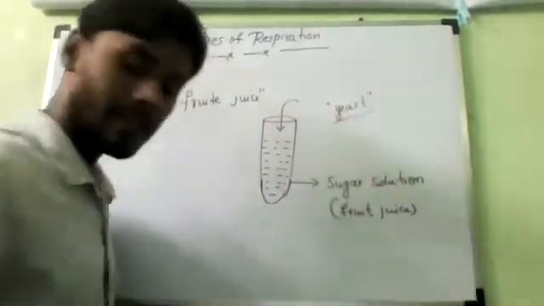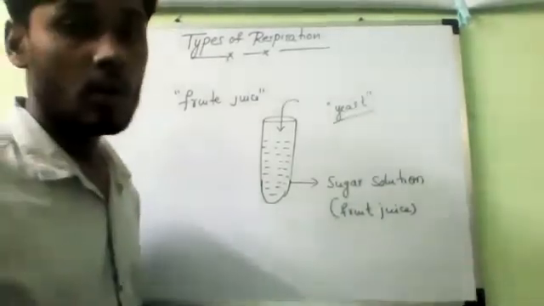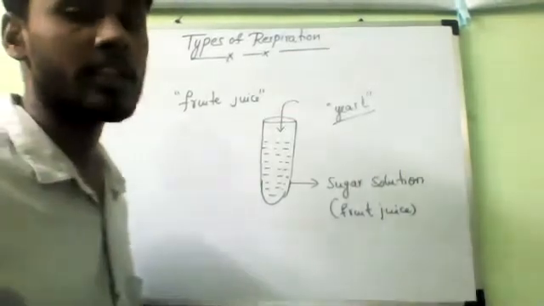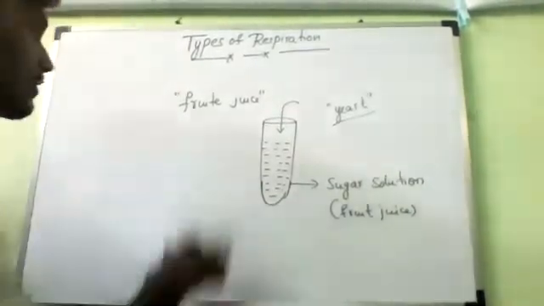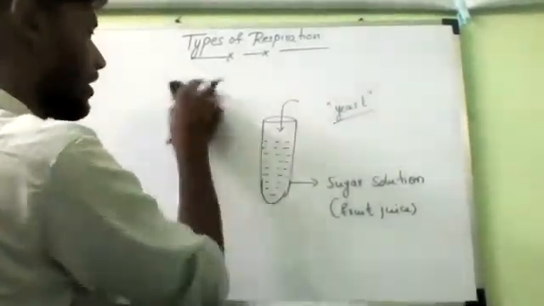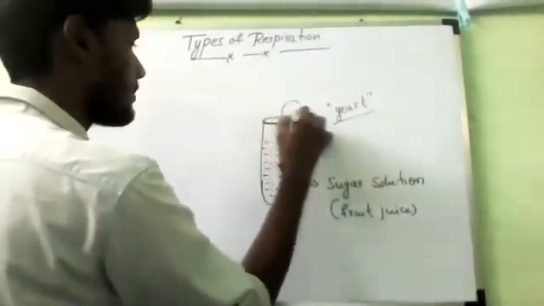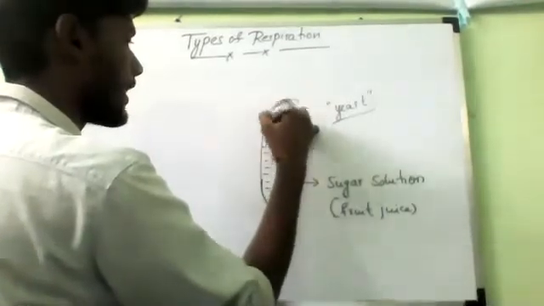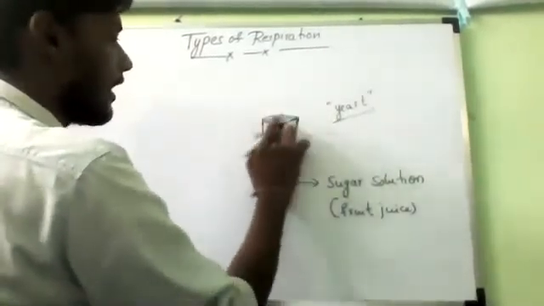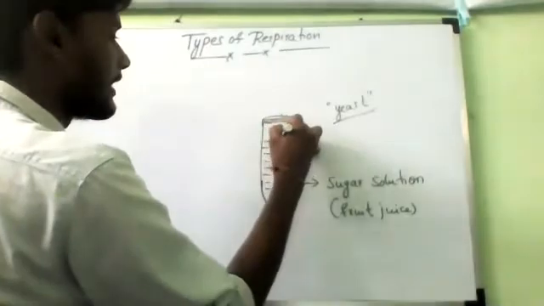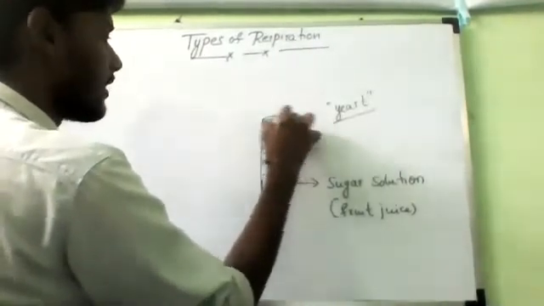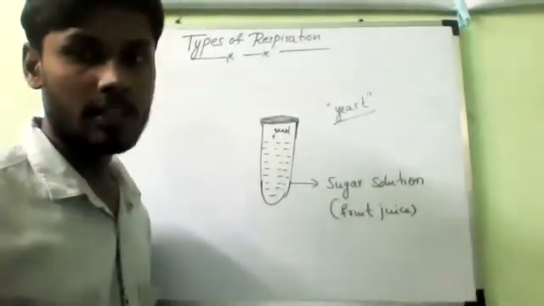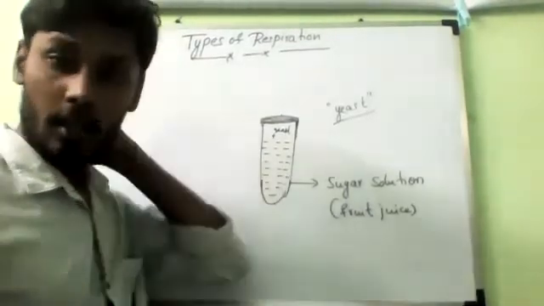So if you add this yeast, just leave it. Now close the mouth of the test tube with a cork and allow it to stand for some time, so that air does not go inside. You can cover it with a cork or some aluminum foil. Close the opening very tightly after adding the yeast, and keep it for some time. There is no exchange of gases.